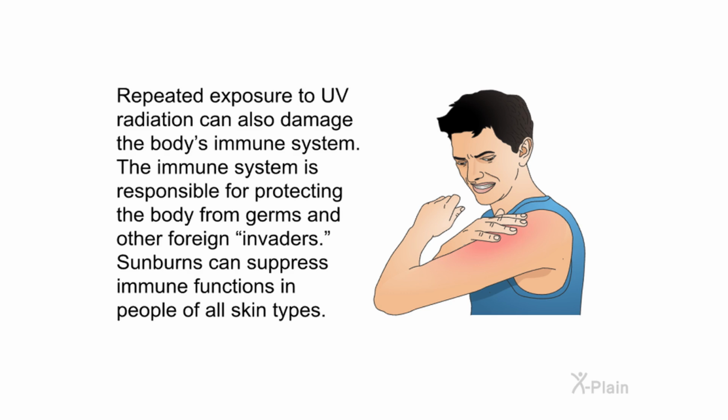Repeated exposure to UV radiation can also damage the body's immune system. The immune system is responsible for protecting the body from germs and other foreign invaders. Sunburns can suppress immune functions in people of all skin types.